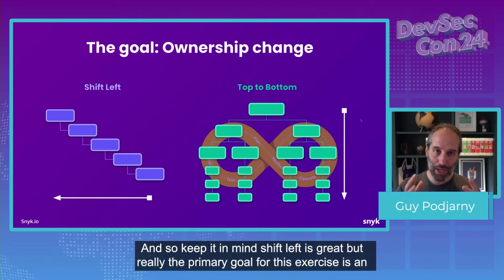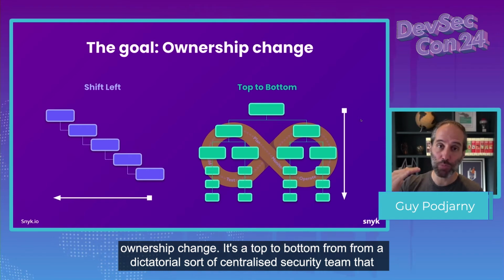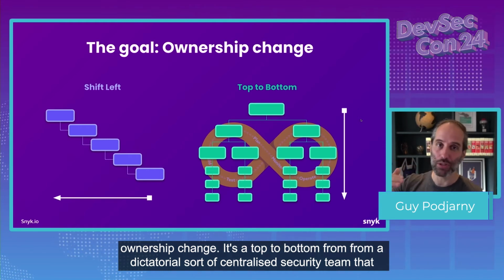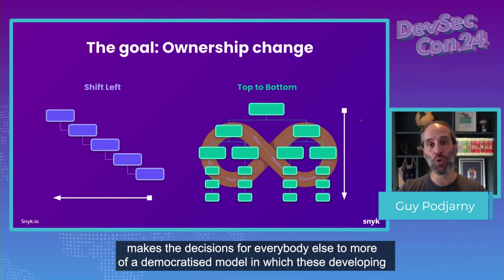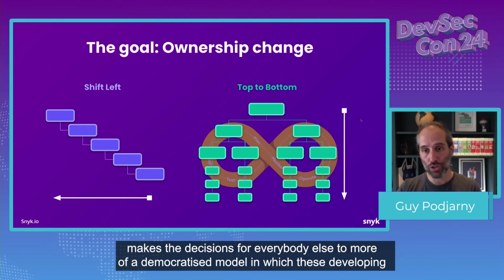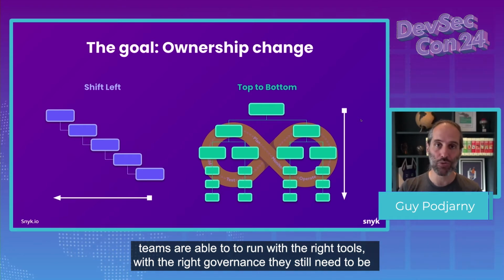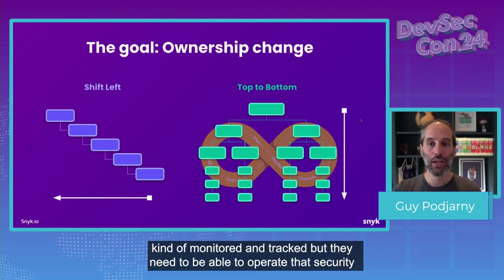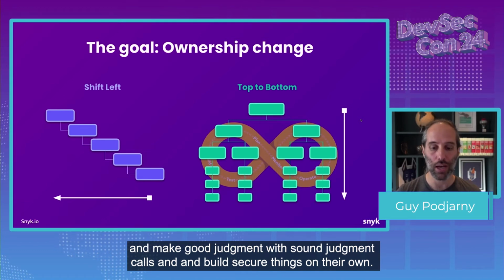And so keep it in mind, shift left is great, but really the primary goal for this exercise is an ownership change. It's a move from a dictatorial, centralized security team that makes the decisions for everybody else to more of a democratized model in which these development teams are able to run with the right tools, with the right governance. They still need to be monitored and tracked, but they need to be able to operate that security and make sound judgment calls and build secure things on their own.